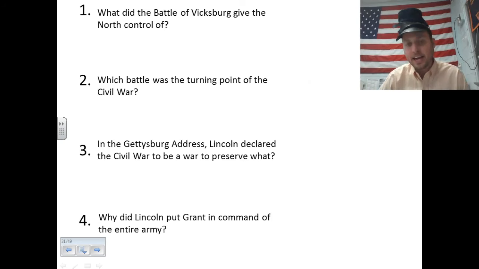Go to 3. In the Gettysburg Address, Lincoln declared the Civil War to be a war to preserve what? Okay, you can say a couple things. To preserve the Union, or to preserve the United States, or to preserve the country, or to preserve a country dedicated to the proposition that all men are created equal, right? You can say all of that. Yeah, but we can't lose the war. We can't break this country up.